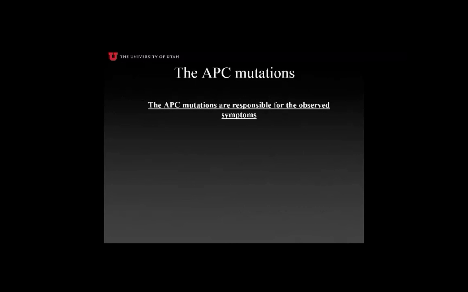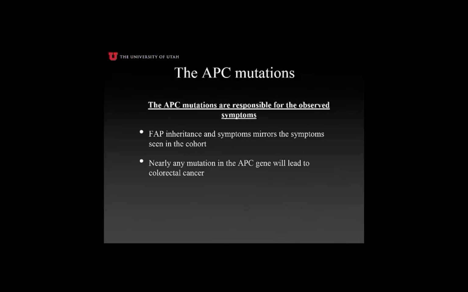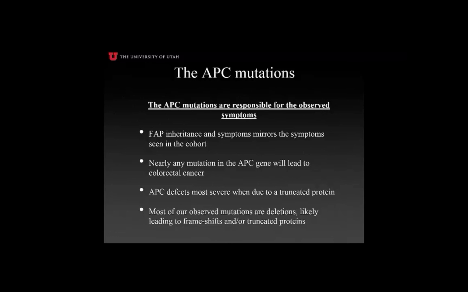In addition to FAP symptoms being derived from APC mutations, it's also known that nearly any mutation in the APC gene will lead to colorectal cancer. Additionally, APC defects are most severe when they are due to a truncated protein, which is likely the result of our deletion mutations, as I mentioned, leading to frame shifts and truncation of the protein. Based on this evidence, we conclude that APC is the damaged gene responsible for the cohort symptoms.